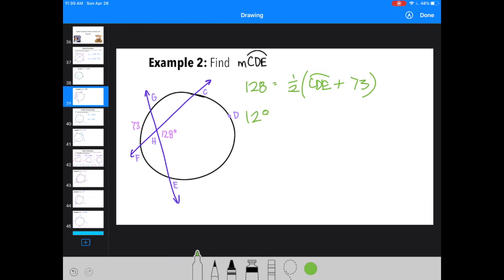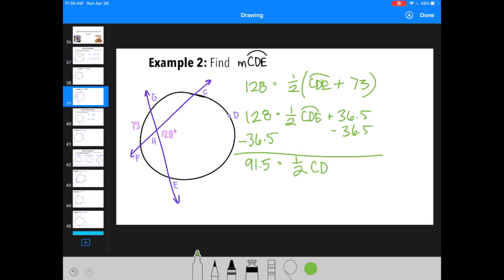Throw back to algebra, and I'm going to distribute that 1/2. So it's going to be 1/2 times arc CDE plus 1/2 times 73. 73 divided by 2 gives me 36.5. I'm going to subtract 36.5 from each side. So 128 minus 36.5 gives me 91.5 equal to 1/2 times CDE.